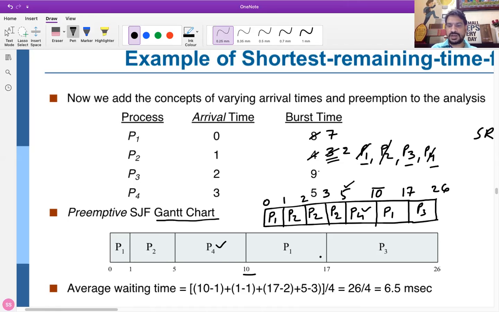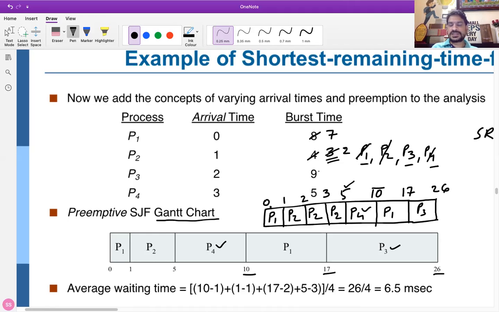Then P1 has joined because it has the least one. It will compare P1 and P3. So up to 17, it will execute because the burst time remaining is 7. Now after that, at last, P3 is going to execute with its burst time 9 up to 26.